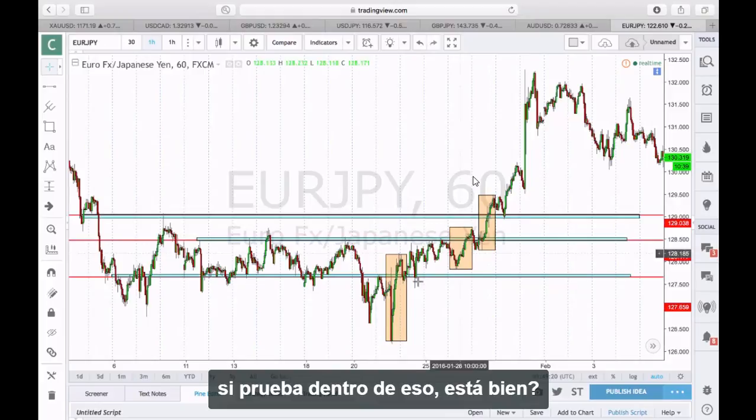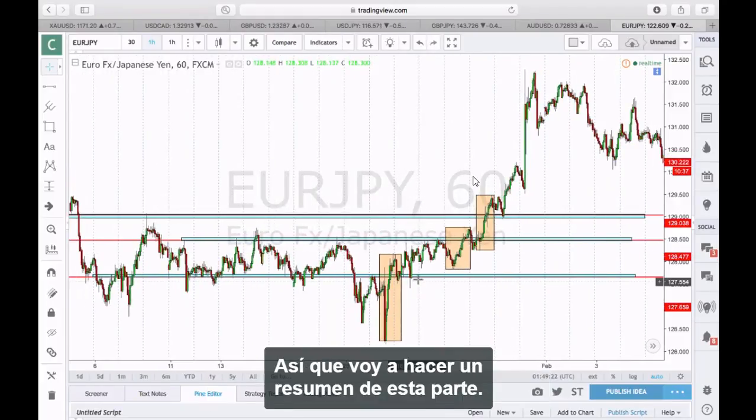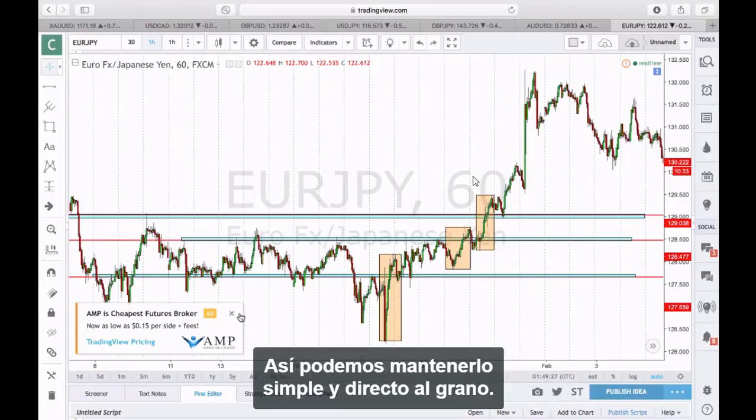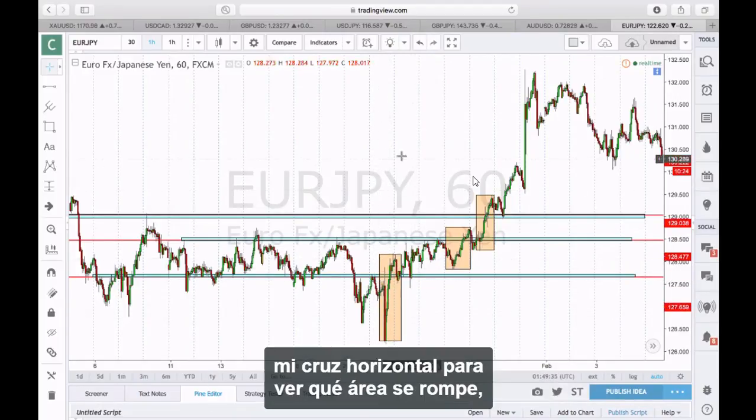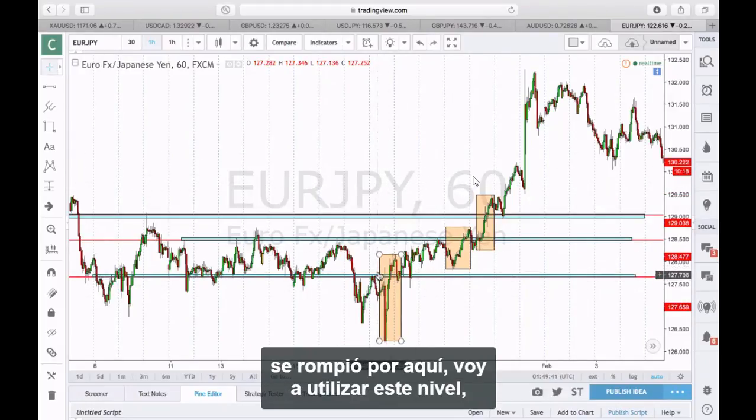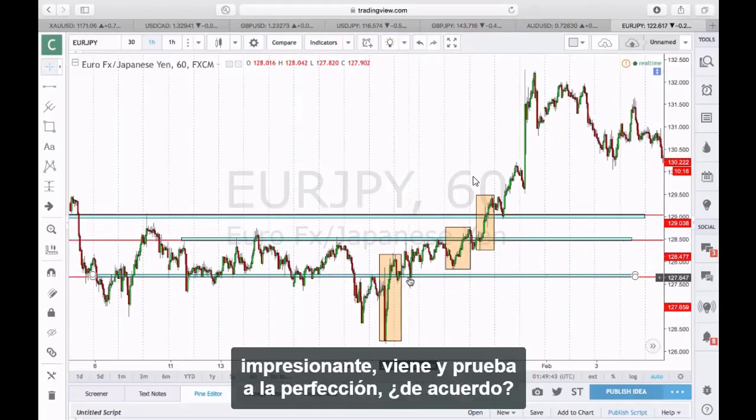I'm going to do pretty much a recap of this part, and then I'm going to break down the downtrend, so we can keep it simple and straight to the point. Initial push, it breaks the ceiling. I utilize my horizontal crosshair to see which area it breaks. It broke over here, so I'm going to utilize this level. Awesome, it comes and it tests perfectly.